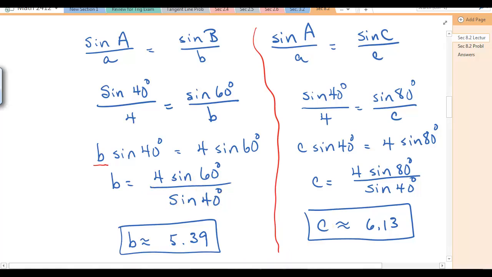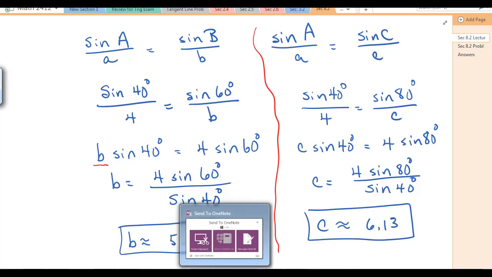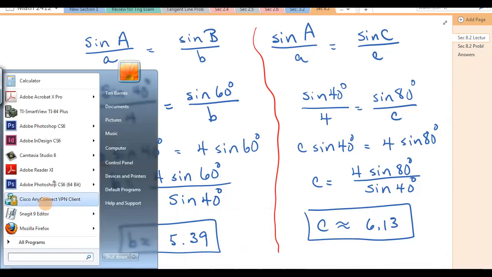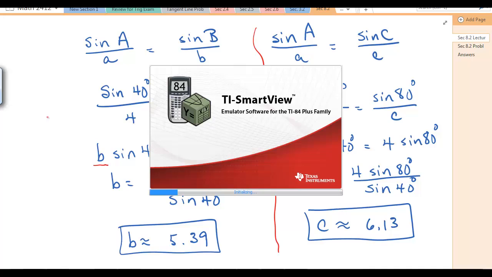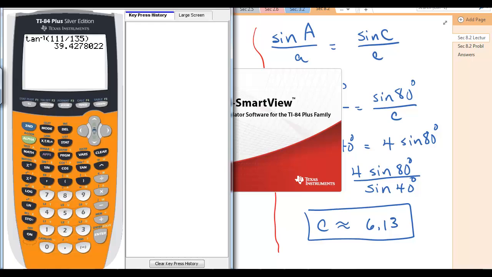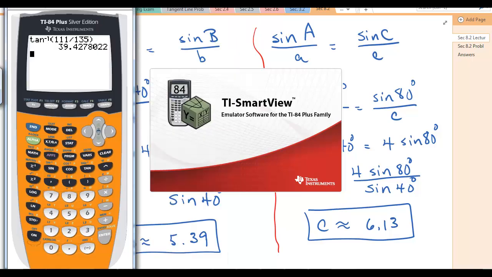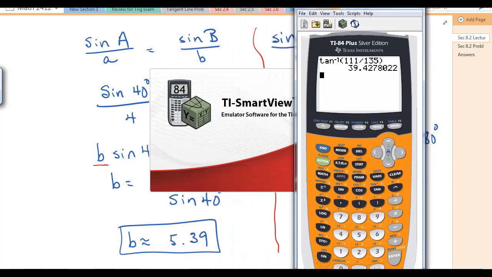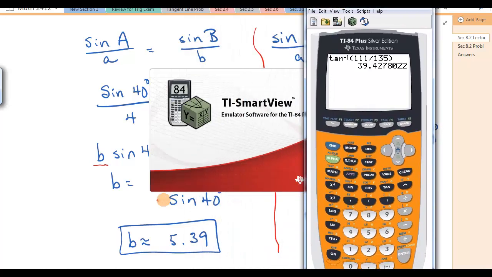You do have to be a little careful when you're doing those on the calculator. And I closed out the calculator. I need to bring it back up, so give me just a second to get this up. All right.